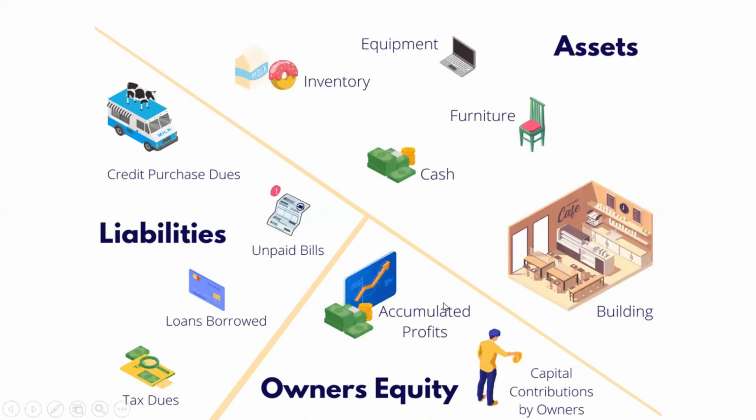Right, so A equals O plus L. Now let's discuss owner's equity. Owner's equity is made up of capital. Capital is anything that the owner puts into the business. It's called capital.